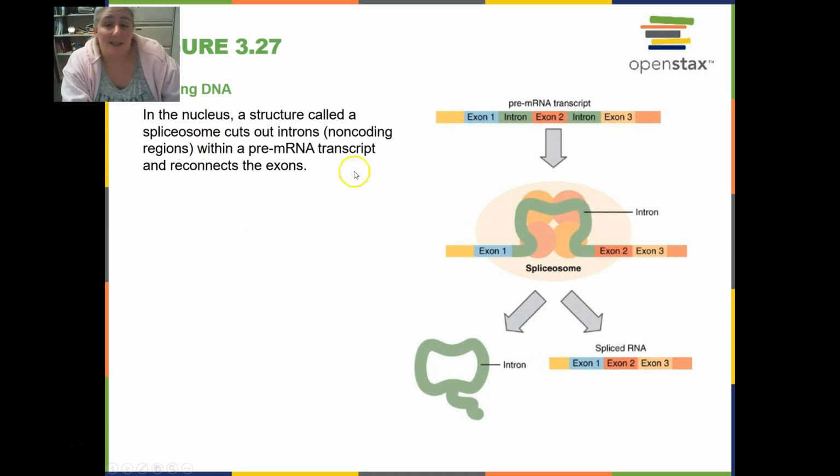So we use spliceosomes to do so. And this is what a spliceosome looks like. It basically takes one exon and another exon, and it takes out the intron and splices those two together.